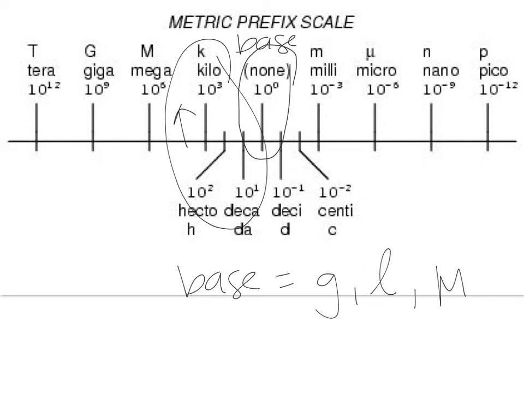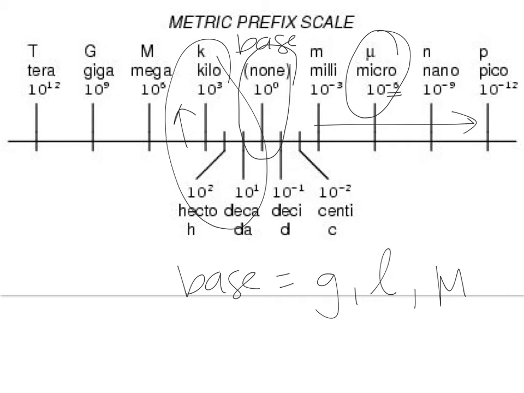Then when we go the other way, when we go smaller, we're going to talk about how many of the smaller thing are in the base. So for example, there are 1,000,000 micrometers in a meter. Okay, that's hence this 10 to the 6. It is 10 to the minus 6, I'm sorry. It is smaller. Milli, micro, nano, pico, those are all smaller than the base. So if it's smaller, you need to think about it in terms of it in a base. If it's larger than the base, you think about the base in it.